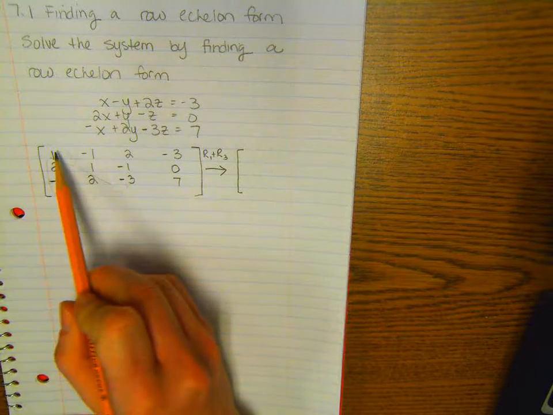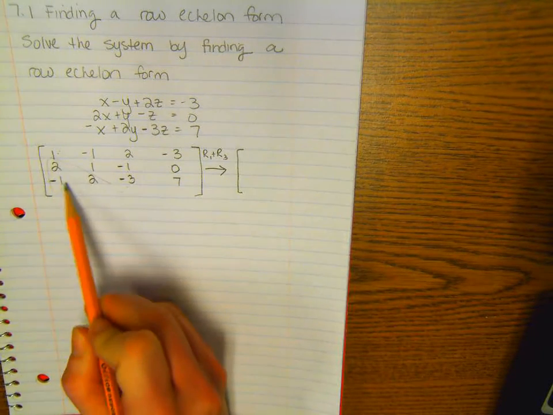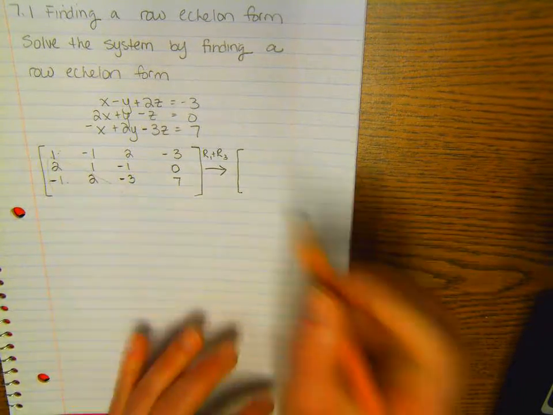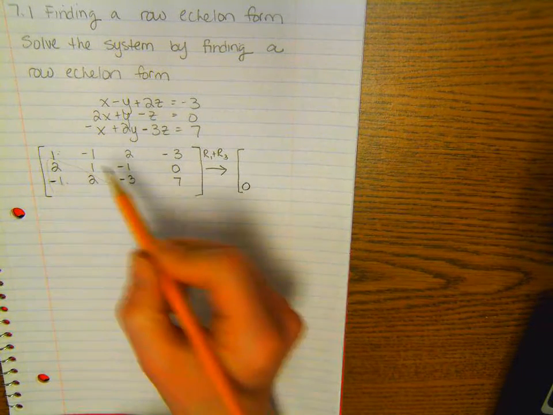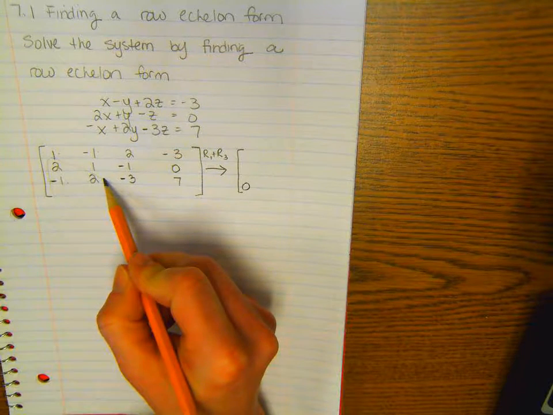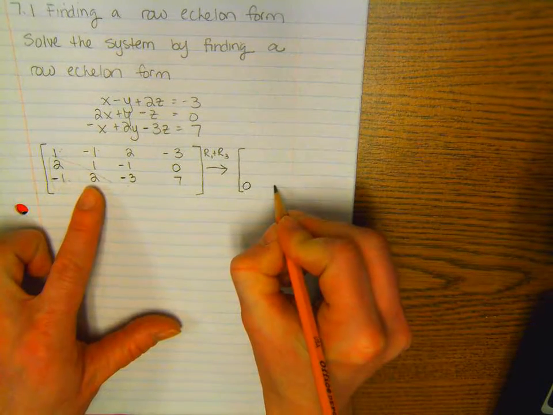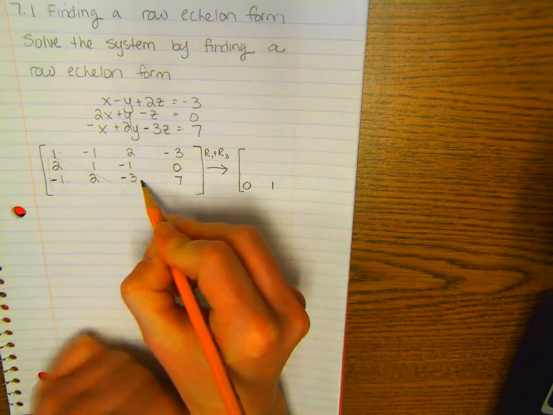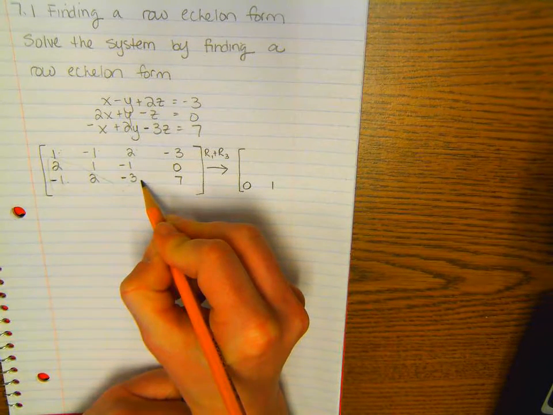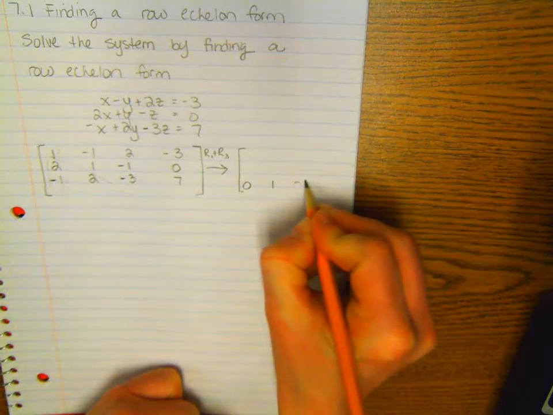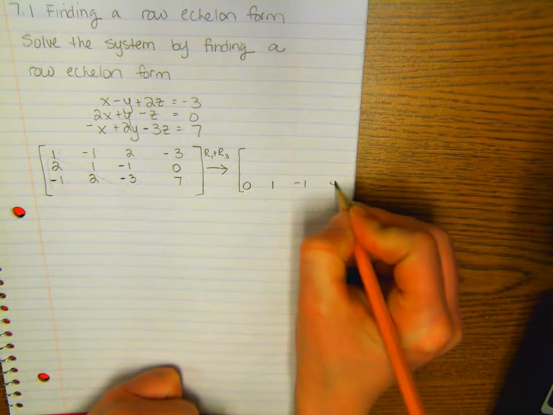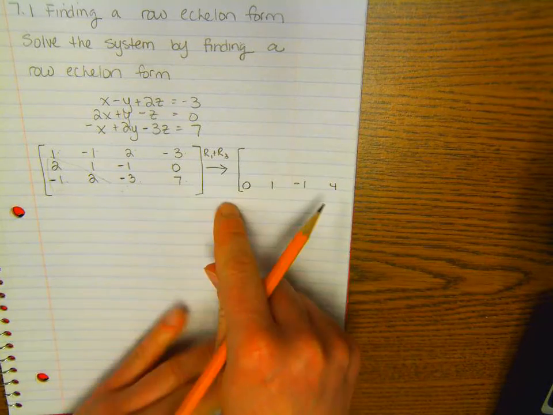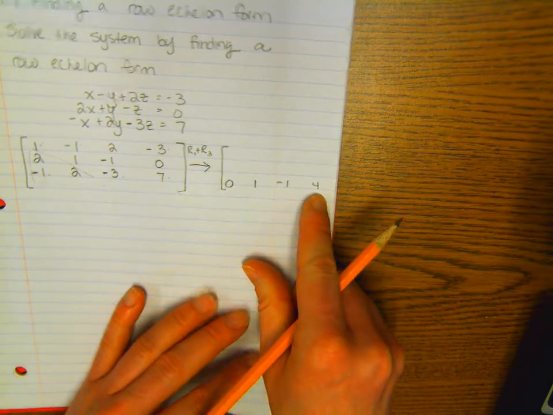What's 1 plus negative 1? 0. By the way, I'm going to put this back into the bottom row. What's negative 1 plus 2? 1. What's 2 plus negative 3? Negative 1. Negative 3 plus 7? 4. So I just added row 1 and row 3, and that's what I put in my bottom row. I'm not going to change the other 2 rows yet.